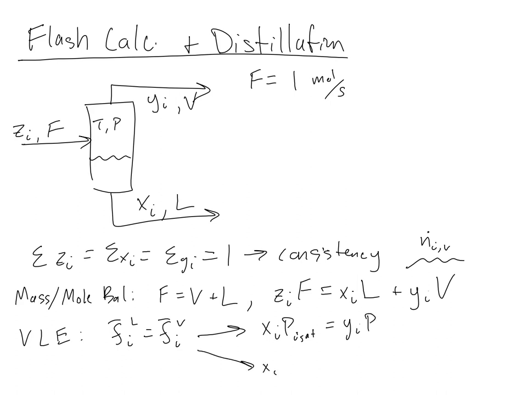Or in the case of what we just talked about, we can have some extent of non-ideal mixing. Right, and this is called modified Raoult's law. But basically, it's just substituting non-ideality expressions into Raoult's law. We have non-ideality in the liquid phase and non-ideality in the vapor phase.